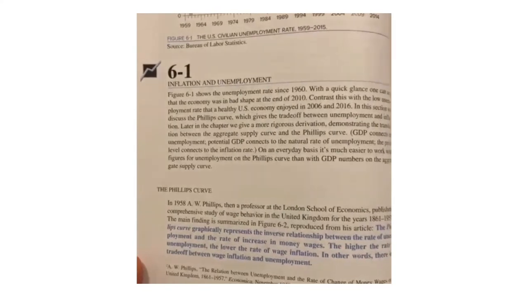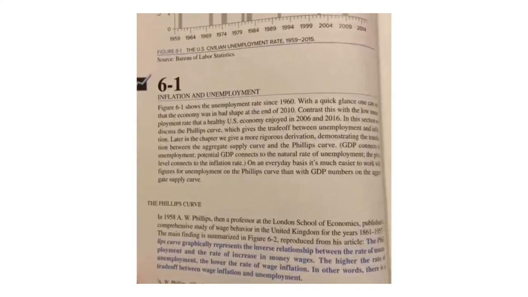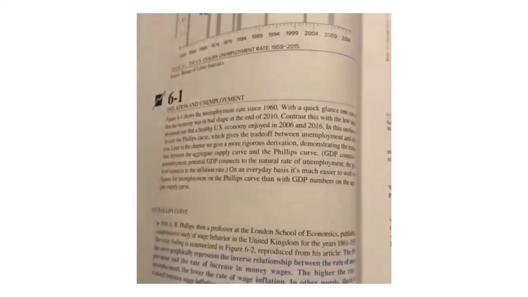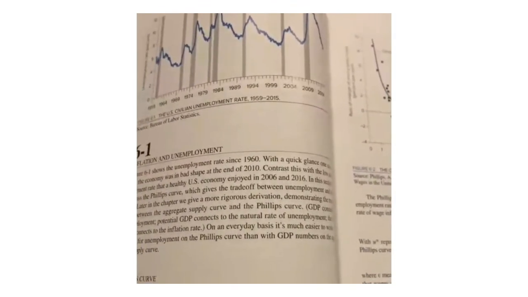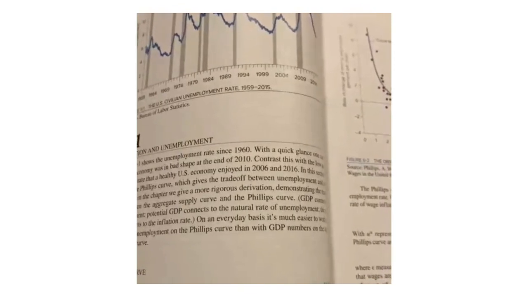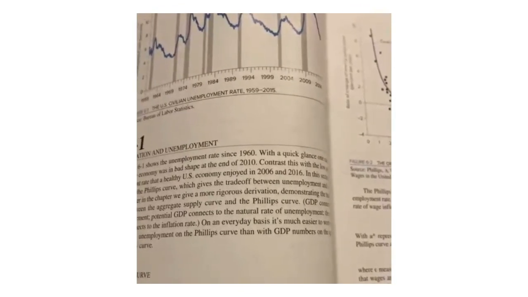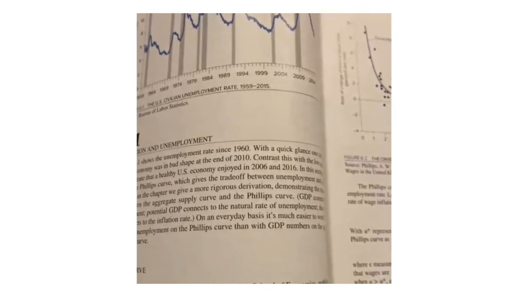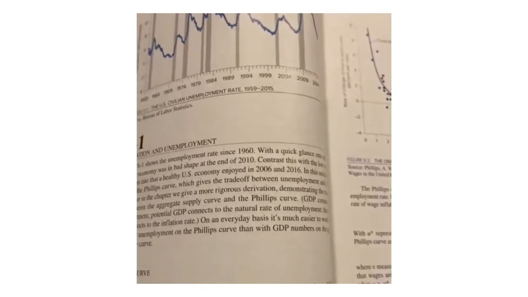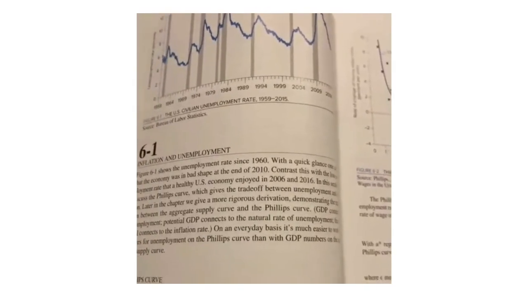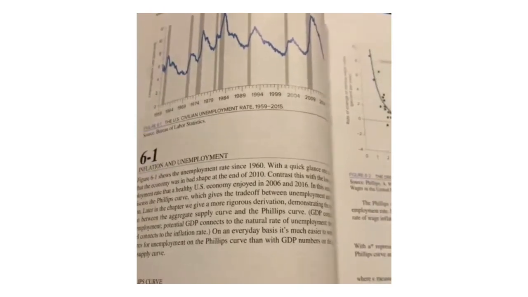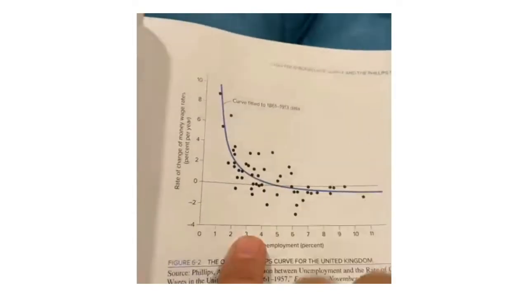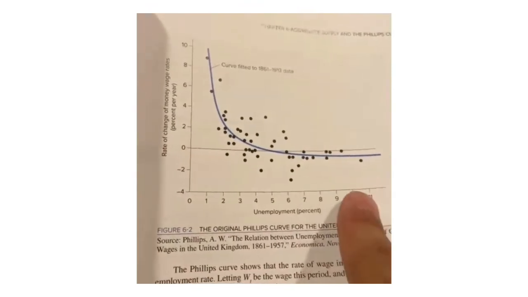Today I'm going to explain about inflation and unemployment. According to the Phillips curve, a relationship between the variables unemployment rate and inflation rate, when the unemployment rate increases, the inflation rate decreases. When inflation increases, unemployment will decrease, as you can see in the graph here.